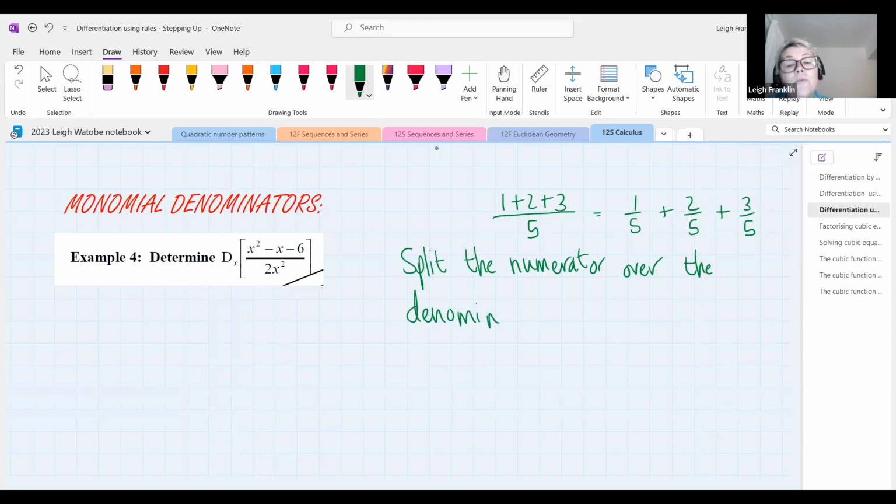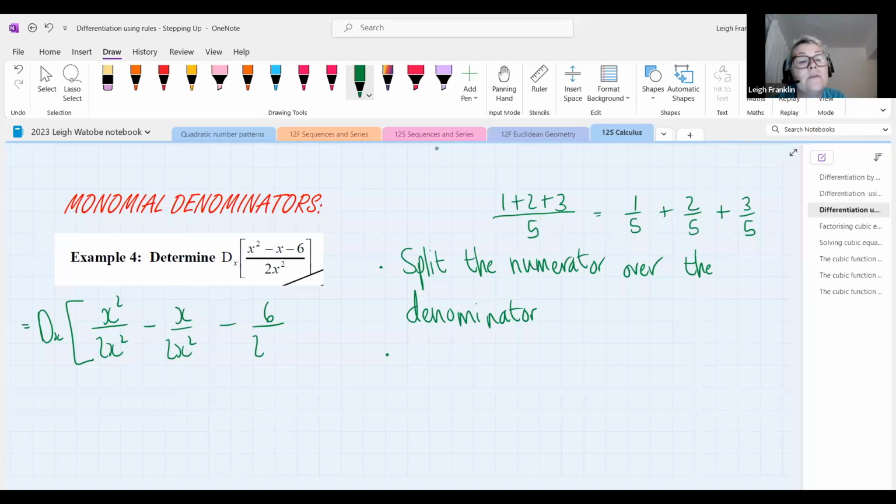After you have split the numerator over the denominator, you are going to use your exponent rules to cancel down, or to simplify each term. So as follows, this is what I mean. So equals dx, first step is to write x squared over 2x squared. Next one is to write minus x over 2x squared, and then to write minus 6 over 2x squared. Again, I'm keeping my dx in my square brackets because I'm not differentiating. I'm still just getting my statement ready for differentiation.